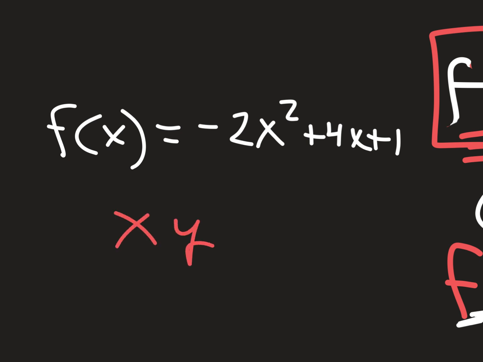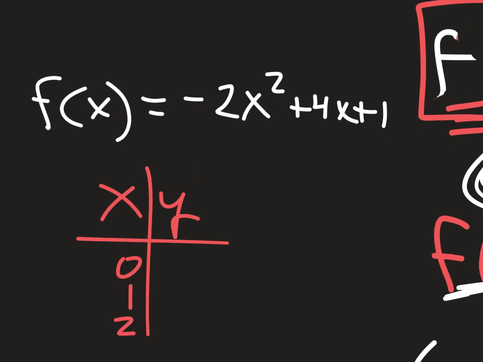Well, here, everybody make an xy chart. What would you say is the easiest number you could possibly put in for x? 0, I agree. What's the next easiest number? Probably 1. And the next easiest number is probably 2. You could put in negative 1, but let's just do 0, 1, and 2. I think they are legit the easiest 3 numbers you could possibly put in.